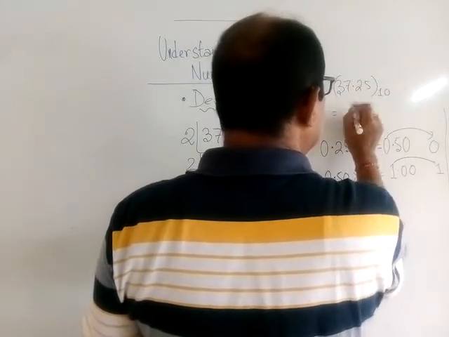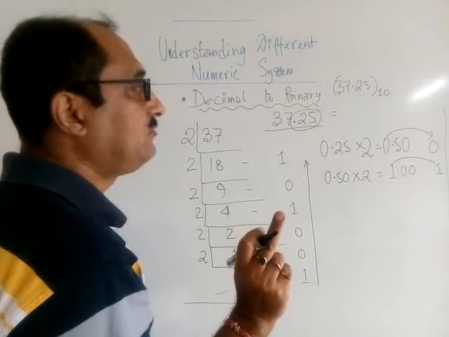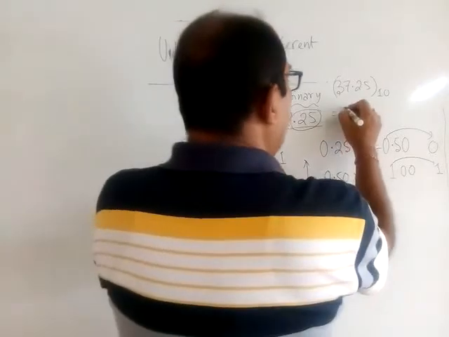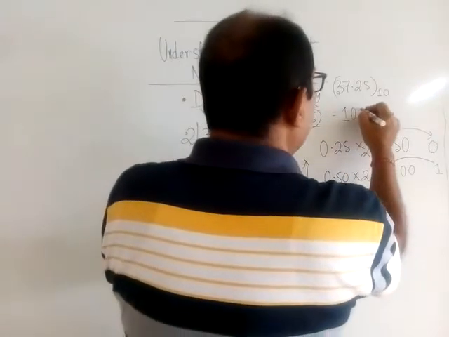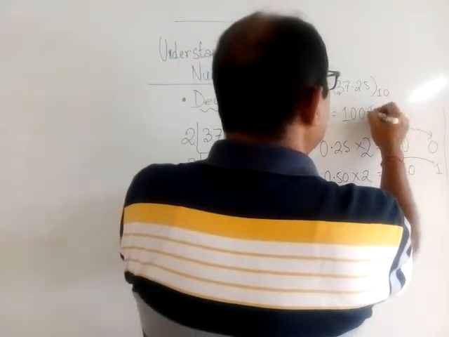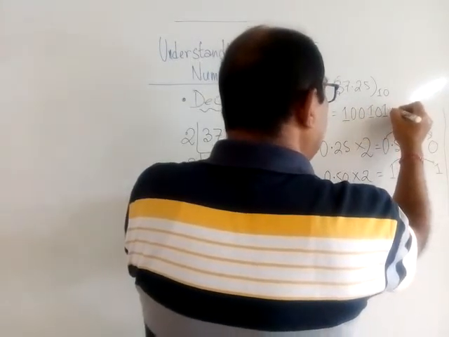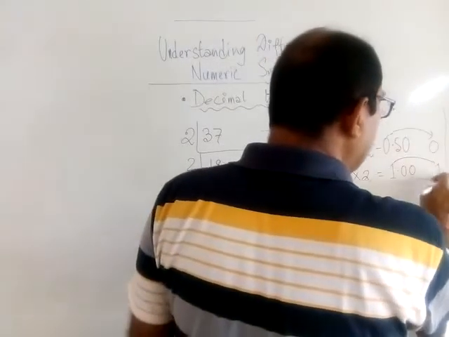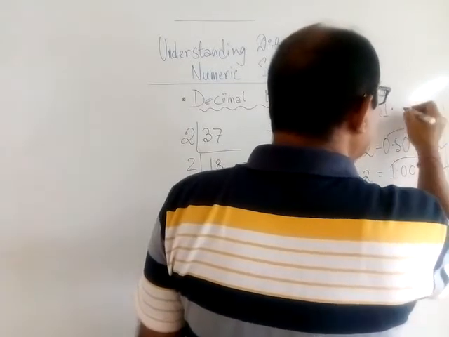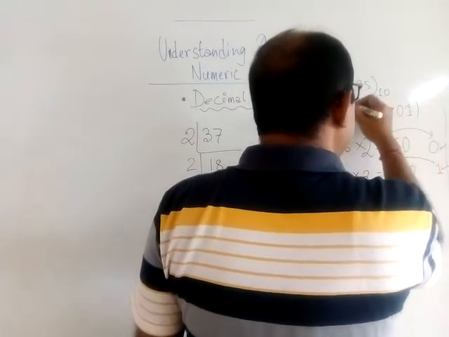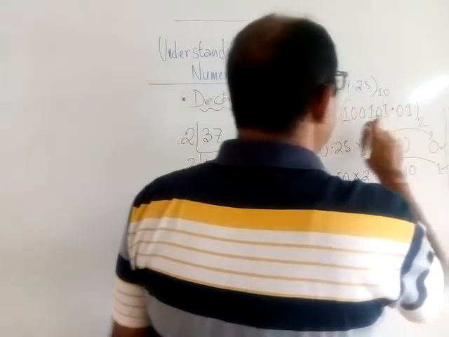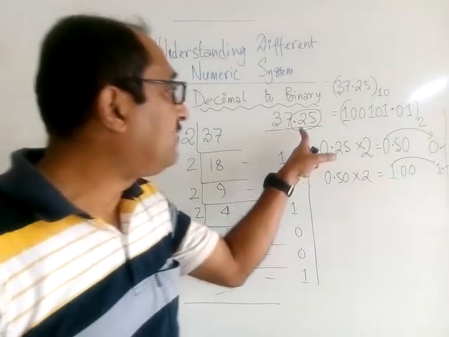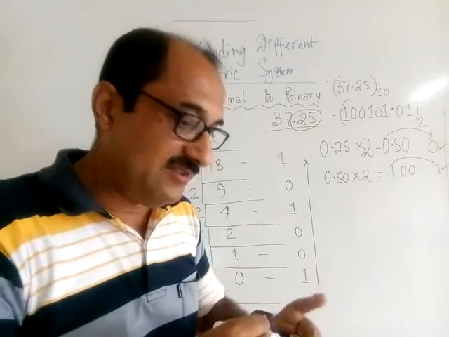Whatever was the decimal number, 37.25, this will be equivalent to 100101 from bottom to top. Then we will write a point. We will also put a decimal point and we will write 0 and 1. First I got 0, then I got 1. So 0 and 1. If you write 2 here to mean base 2, that means this is the equivalent of 37.25. Now here we had only 0.25, so the result was obtained very easily.